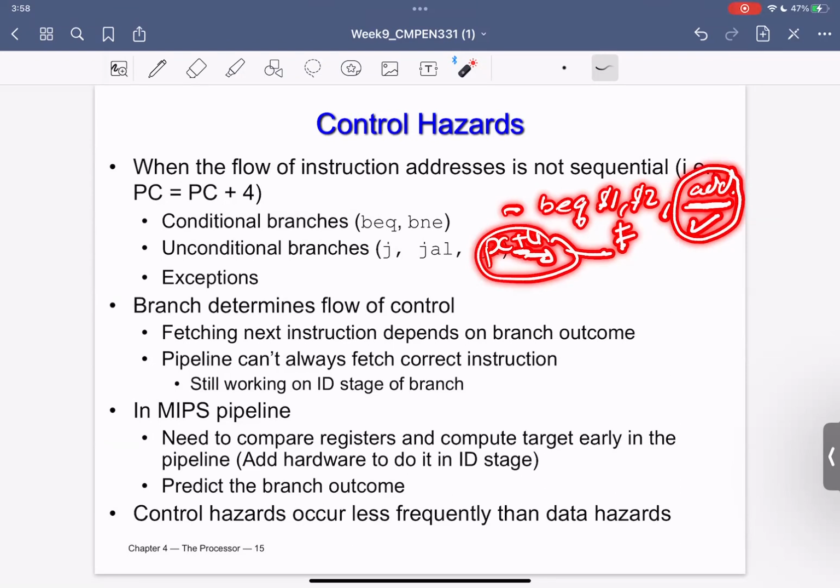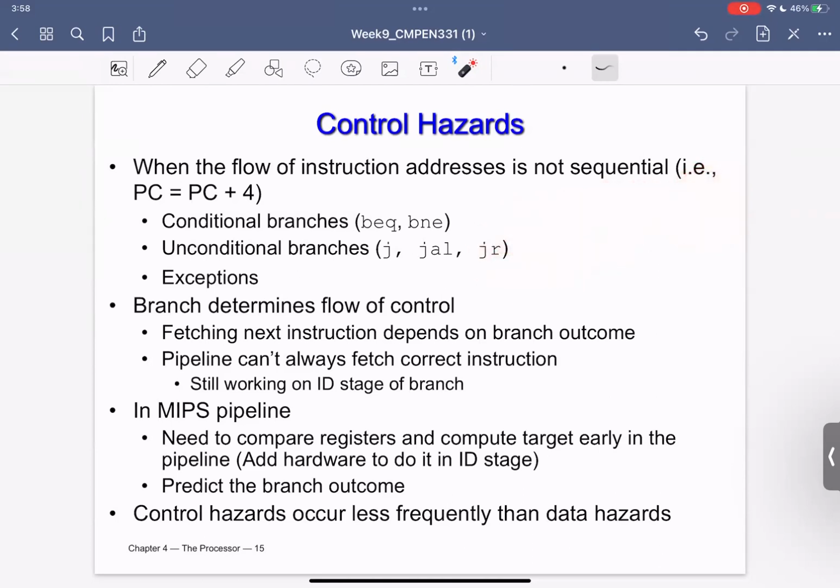I have to wait in my stages in the pipeline. At a certain point, I will know the answer to my question: are they equal or not? It might not be branch equal. It might be branch not equal. It might be branch less than or equal, or greater than, whatever it is. That means I have to wait a little bit in my clock cycle stages in order to get such information. And this is what we call control hazards.